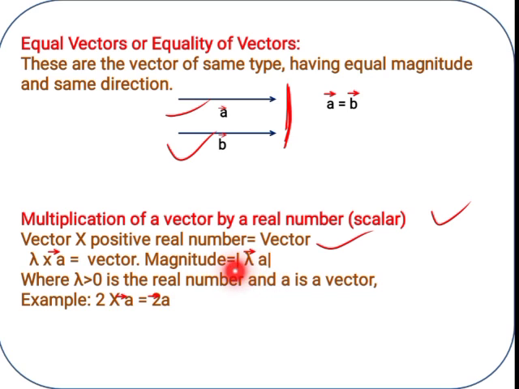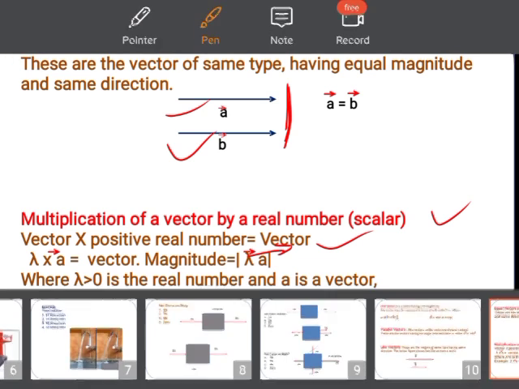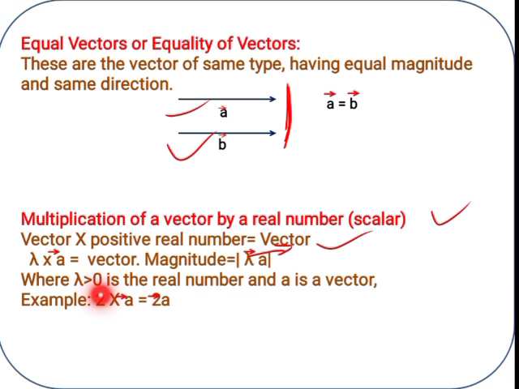Magnitude of parallel lines are there. That is the reason how we have to read lambda into vector A, where lambda is greater than 0. It is nothing but a real number, and A is a vector.